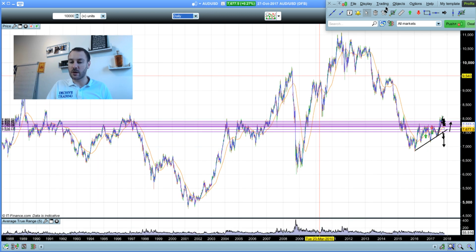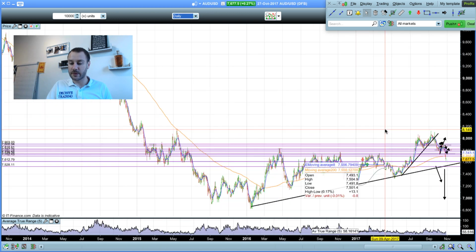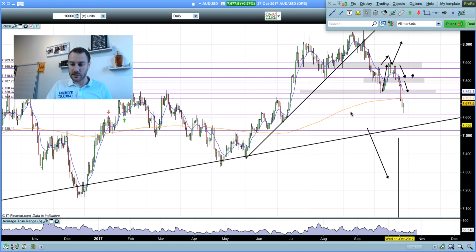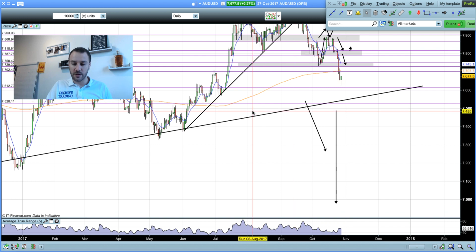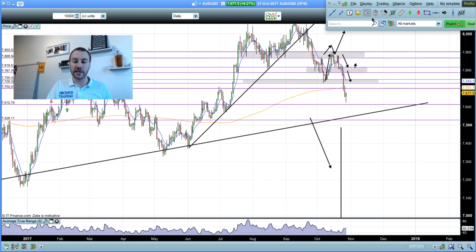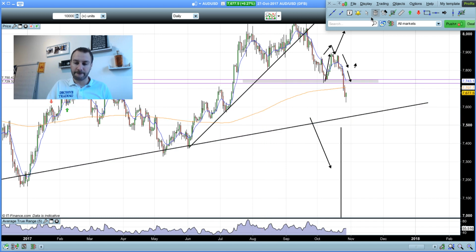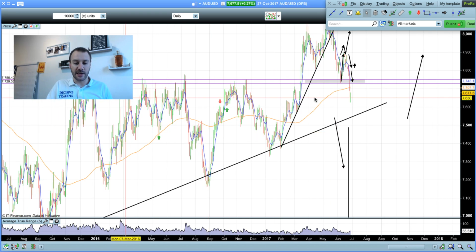So if we go back onto the daily time frame now, what we can see is the market pulling down into these levels. So what I'm going to do is I'm just going to clear some of this off of the chart and we'll have a look at these support levels identified on the daily time frame.